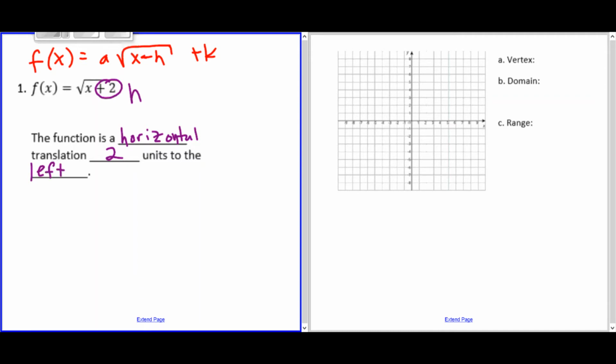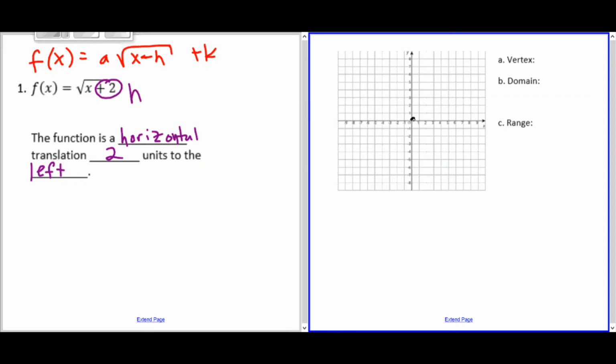We could start with a parent function. So this is the parent function: (0, 0), (1, 1), and (4, 2). And we just want to move it 2 units left. So I'm going to take my vertex and move it 2 units to the left. Here's my vertex, 2 units to the left: 1, 2. I'm right here at (negative 2, 0). And then this is where my new graph would be. The green graph that I drew is my new one.